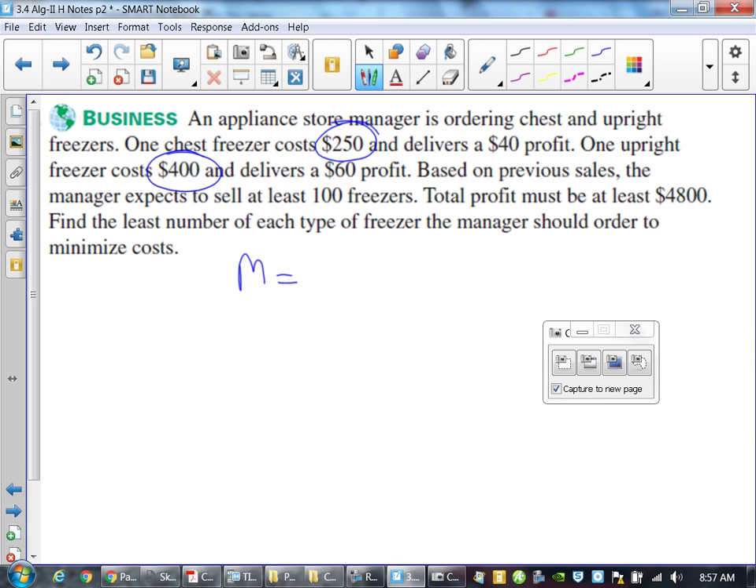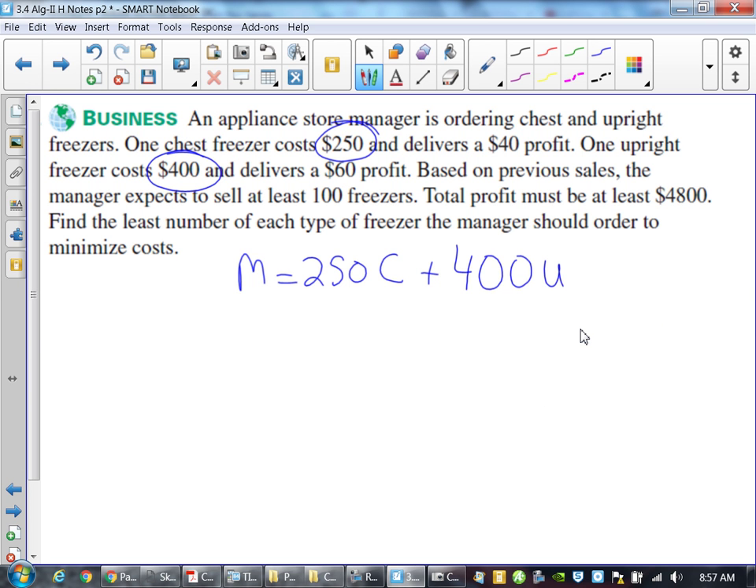So we have the cost of a chest freezer was $250 for the chest freezer. And the upright freezer, I'm assuming you used U. You want to minimize that cost.